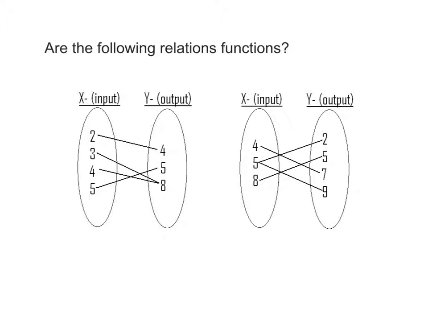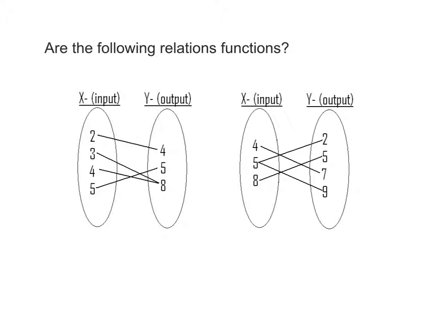I got 2 different answers, the second one and the first one. So let's think about that definition again. Every input can only have one output. So if you look at the first one, 2, how many outputs does that have? Just one, it has 4, right?